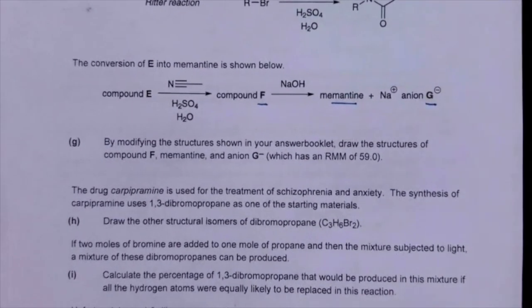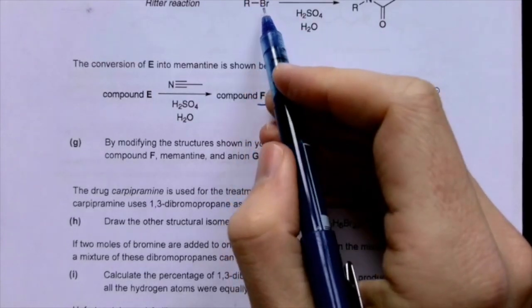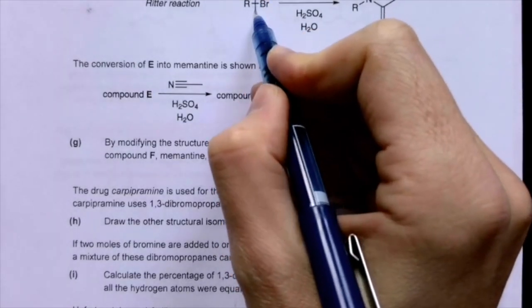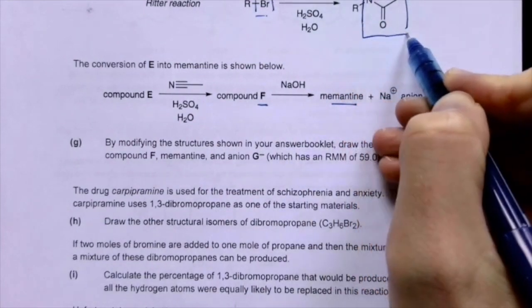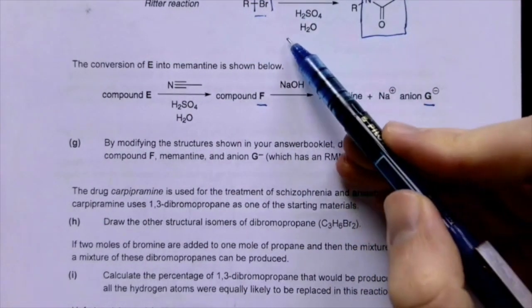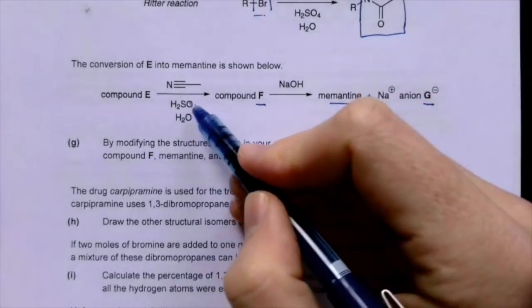Okay, and then you're doing this reaction here where really the bromine is going to get replaced with all of this stuff. So in your structure, you're just going to replace the bromine with all of this stuff. That's fairly straightforward to do for F, because that is the exact same reaction.